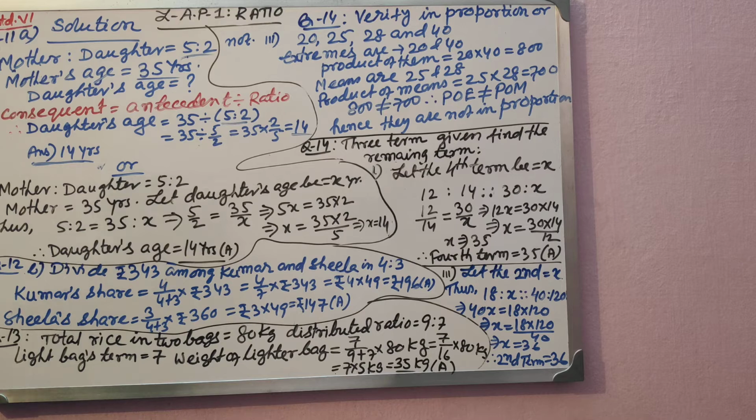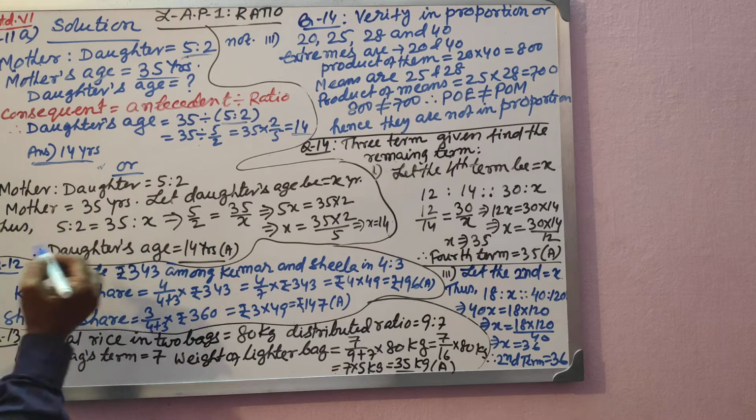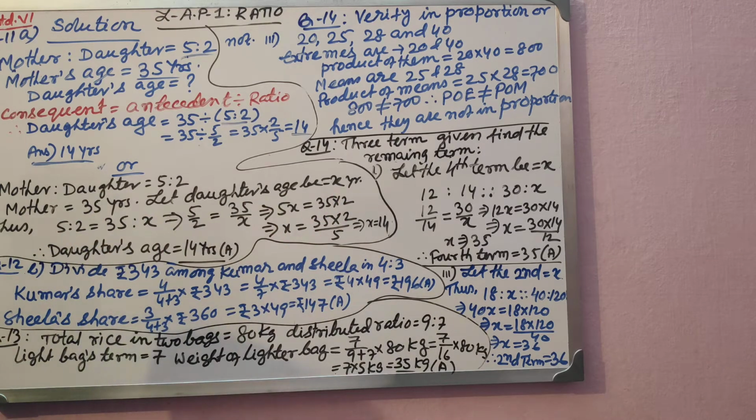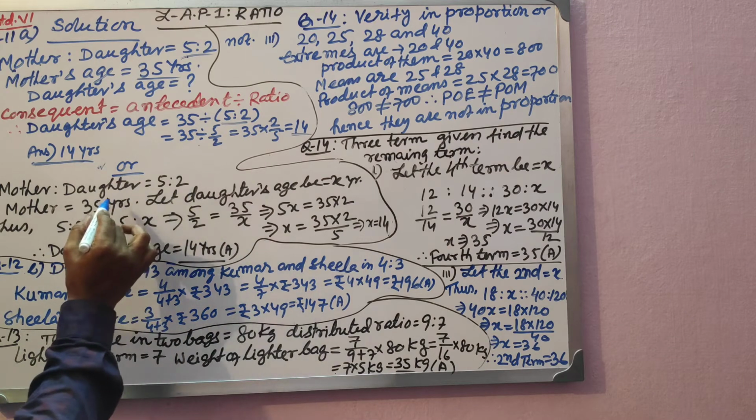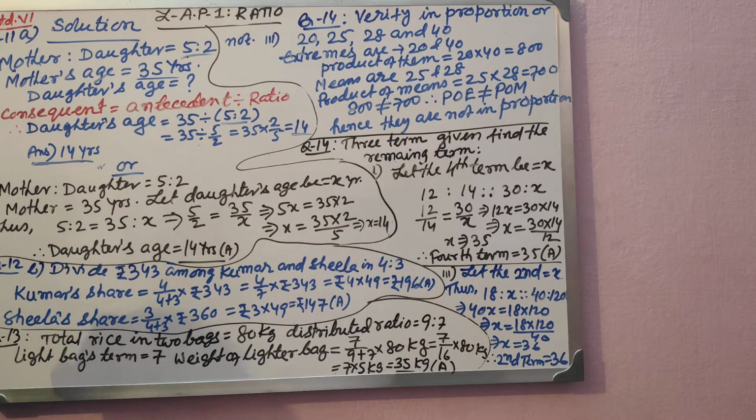Simple. This sum you have done in the previous video also. Now, the alternate method that I have taught you. Remember. See, mother is to daughter 5:2. Now, second time ratio, mother is given 35 years. Let the daughter's age be x. If you do not know, let it be x. So, second time ratio will be what? 35:x.